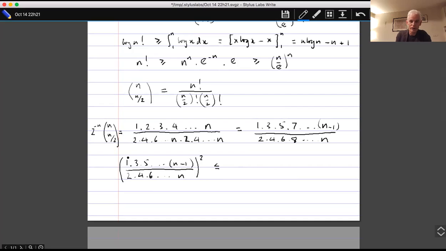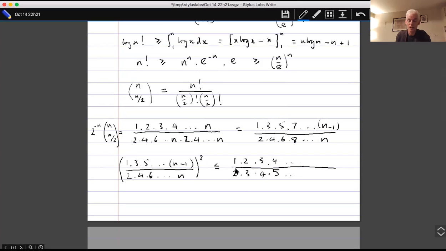Now I've got a half and I've got another half. So that's smaller than if I have a half and I replace the second one by 2/3. And similarly, I've got 2 lots of 3/4. That's smaller than what I'd get if I have a 3/4 and a 4/5. And I can carry on like that.